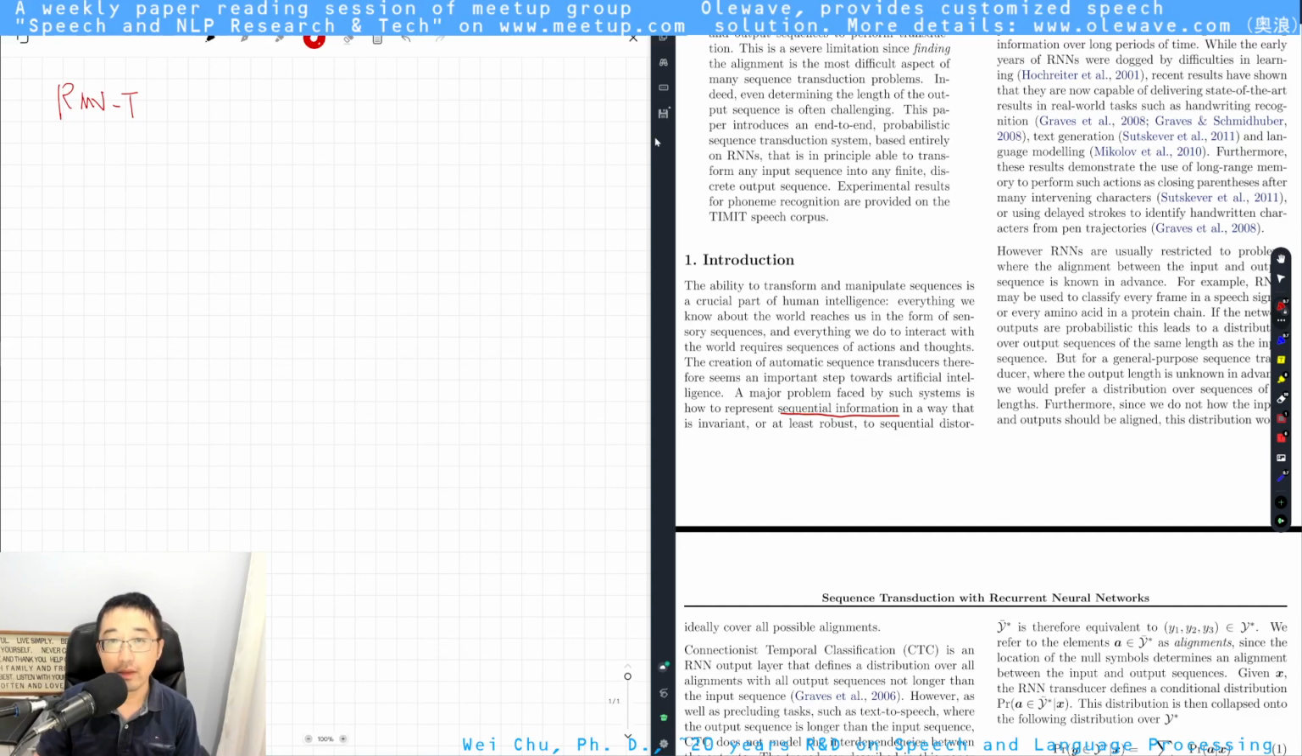Why? If you're talking about alignment, you will see that the alignment between the input and output is almost monotonic, or linear. Which means the future signal would very unlikely generate the past output label. While in machine translation, it could.